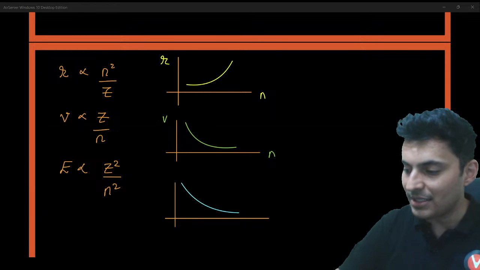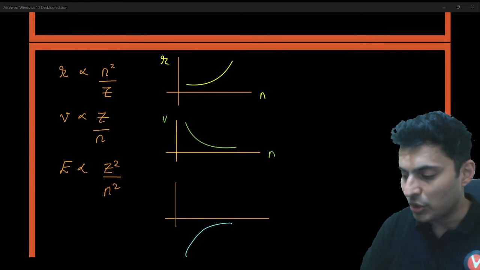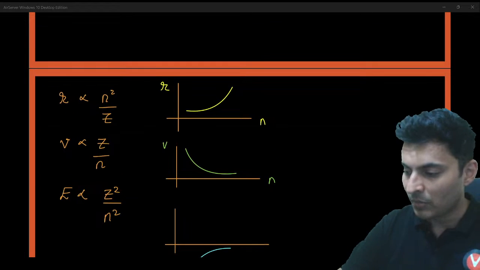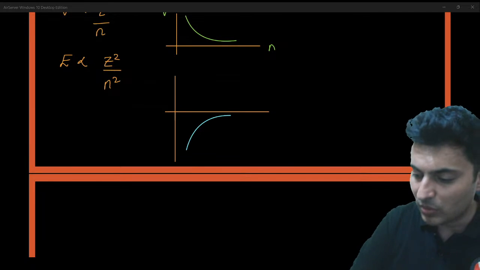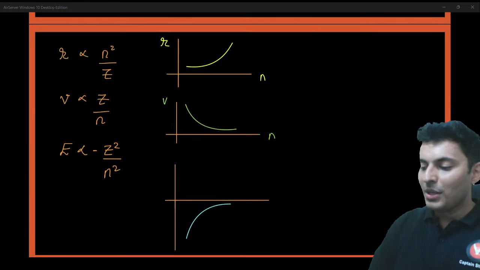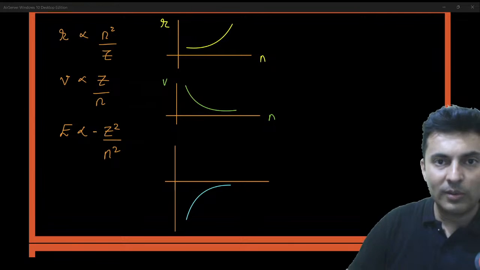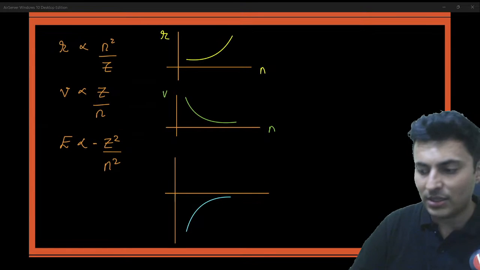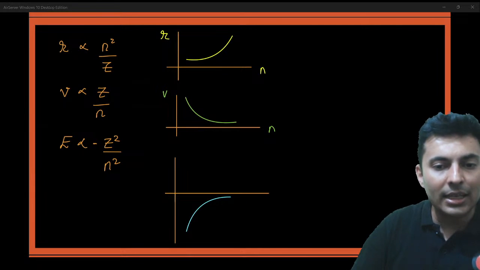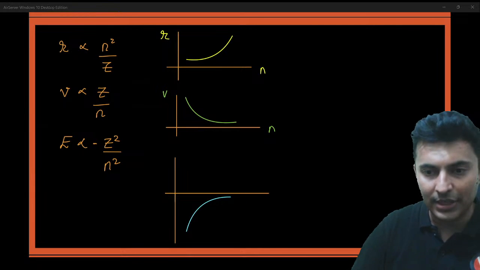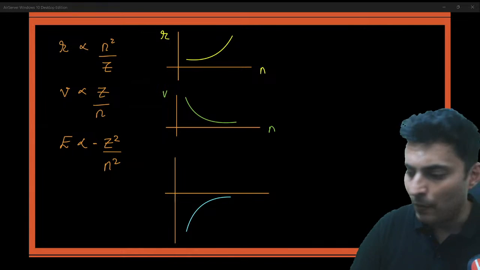But strictly speaking, energies are negative values. So I should put it technically over here, because energy is always negative. So technically there is a minus sign there. So these are the graphs which you should know with regards to Bohr's radius, Bohr's velocity, and the energy of any electron in any nth orbit. Correct. Perfect. Awesome.